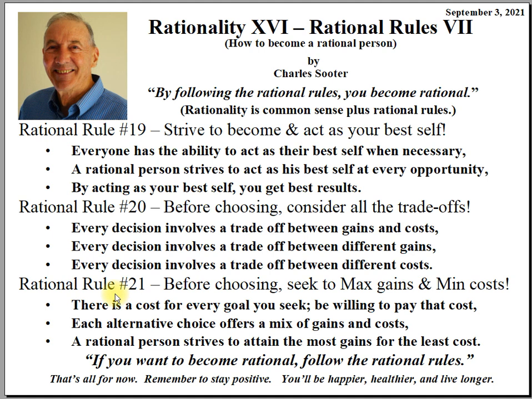Rational Rule 21: before choosing, seek to maximize gains and minimize costs. When making a decision between multiple competing alternatives, each with its different mix of gains and costs, an irrational person will often get sidetracked by overemphasizing either the gains or underemphasizing the costs, while a rationalist will strive to find the right balance.